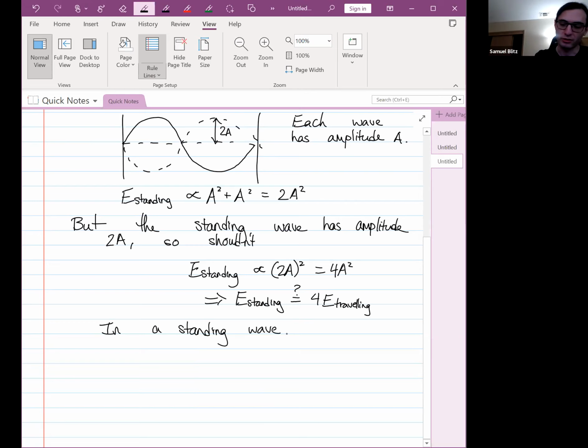And so in a standing wave, each particle does not have the same magnitude of oscillation, or amplitude of oscillation rather.